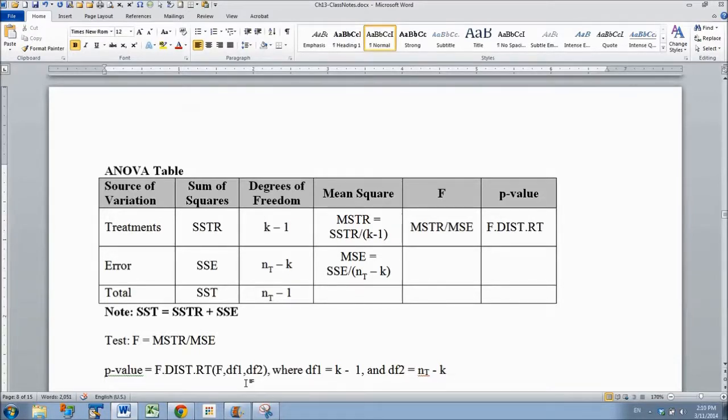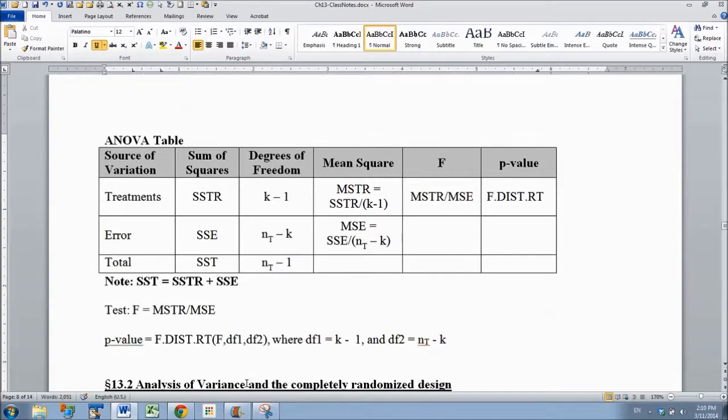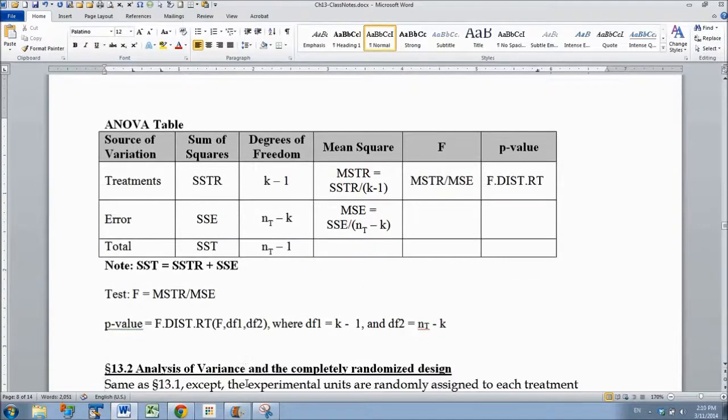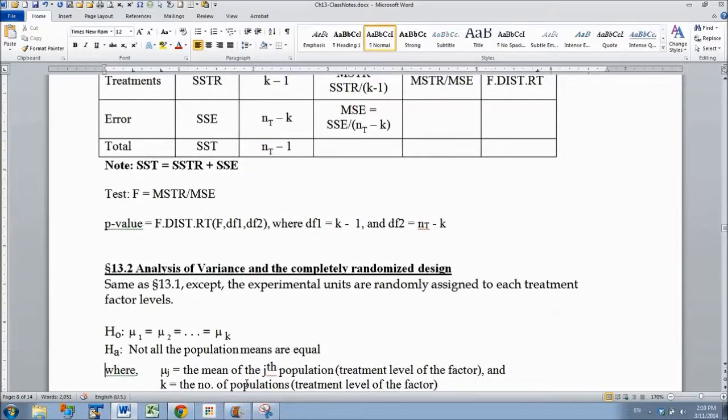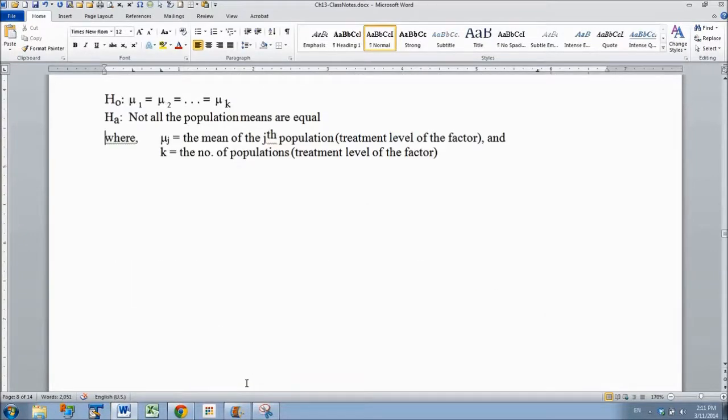Now we look at a numerical example in Excel, and this procedure is common for both observational study as well as experimental study. An experimental study is also called a randomized design. In a randomized design, you again have the same ANOVA hypothesis and the same testing procedure. We'll now look at an Excel example.